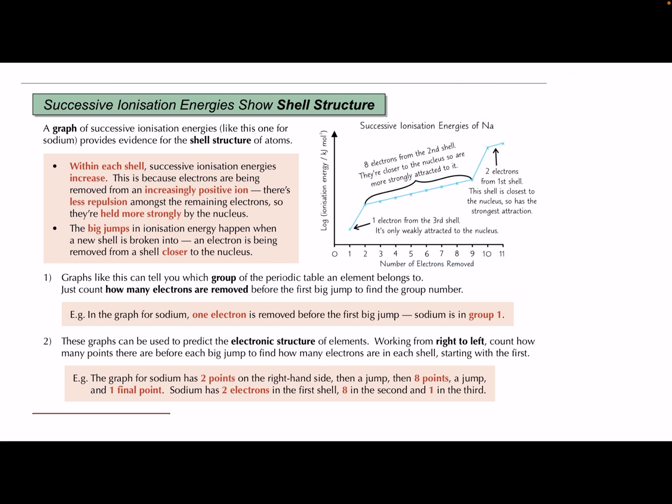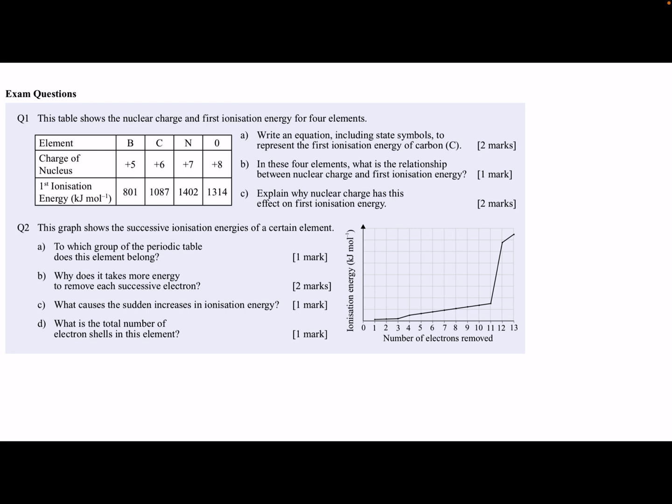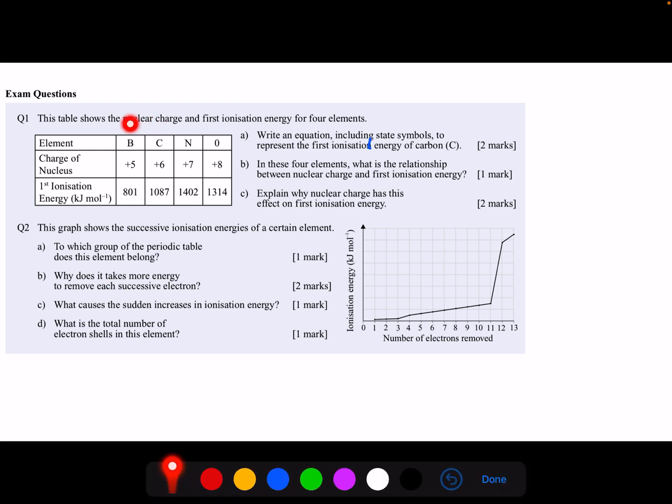Clear for everyone? I really want to quickly do some exam questions just to show you how application questions can come on what I explained. I know the class is kind of long, but bear with me with these exam questions. It won't take much time. So we come out of this class with also knowledge about the application questions on this topic, on ionization energy. This table shows the nuclear charge and first ionization energy for 4 elements.